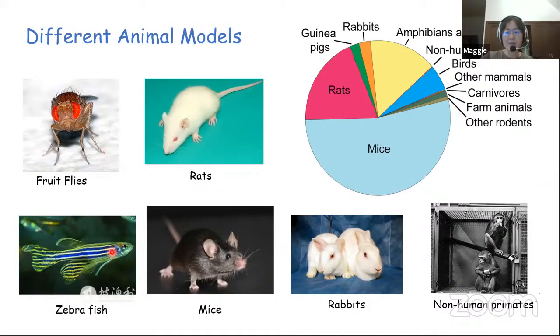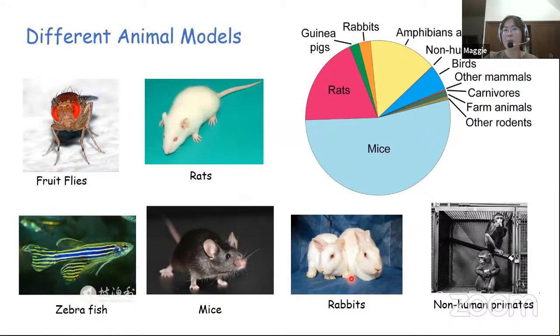And next is the zebra fish. It's also very common in labs because fish are cheap. And also we can monitor the blood vessel very easily. And so it makes it a very popular animal model in the lab too.